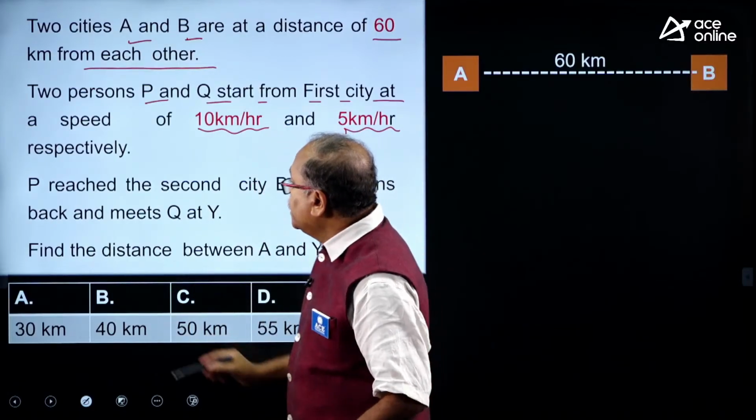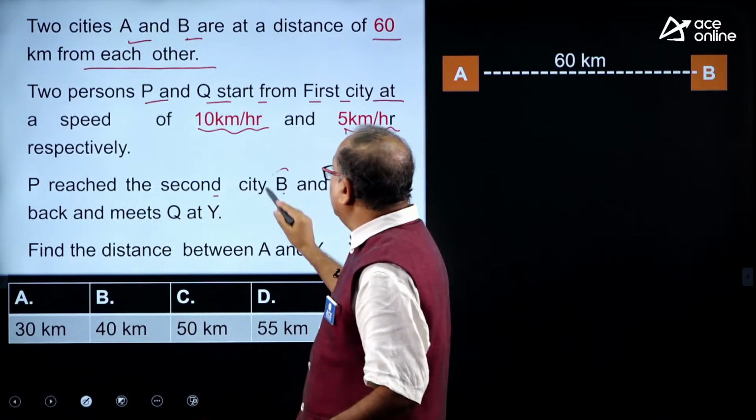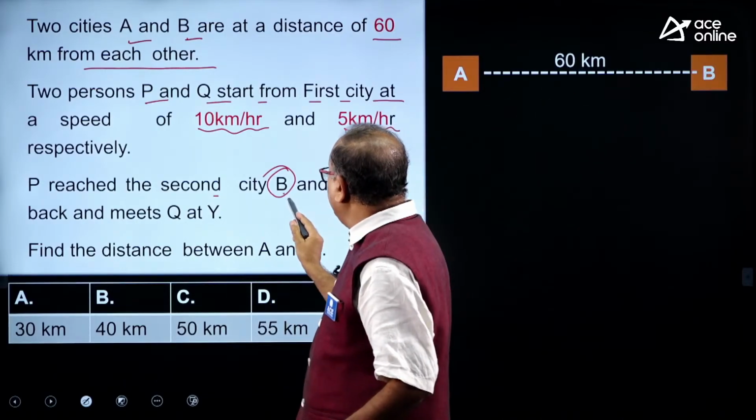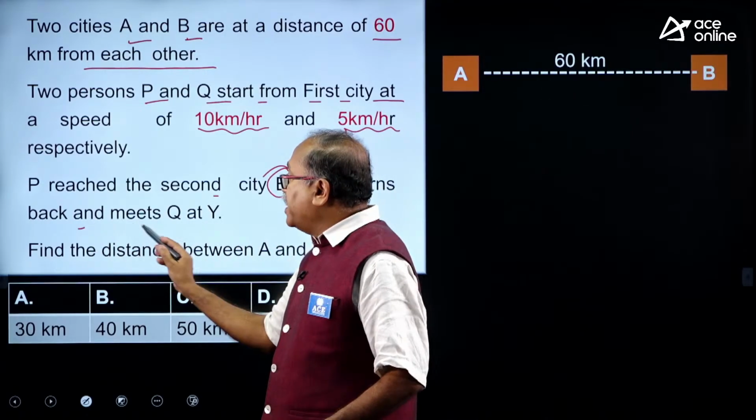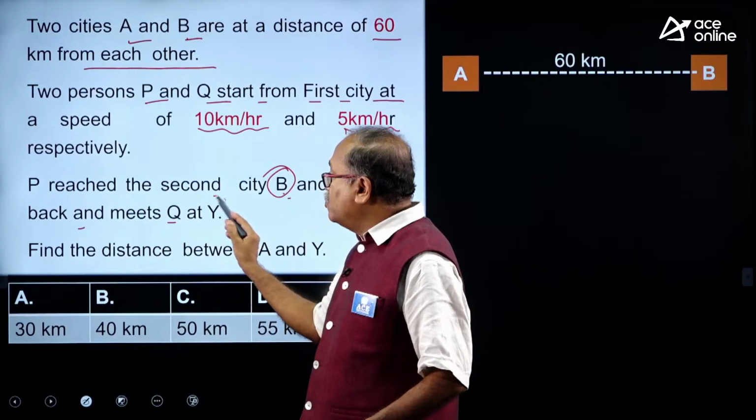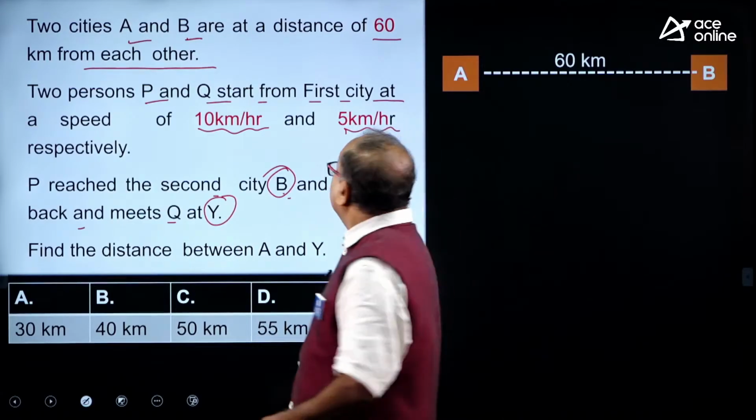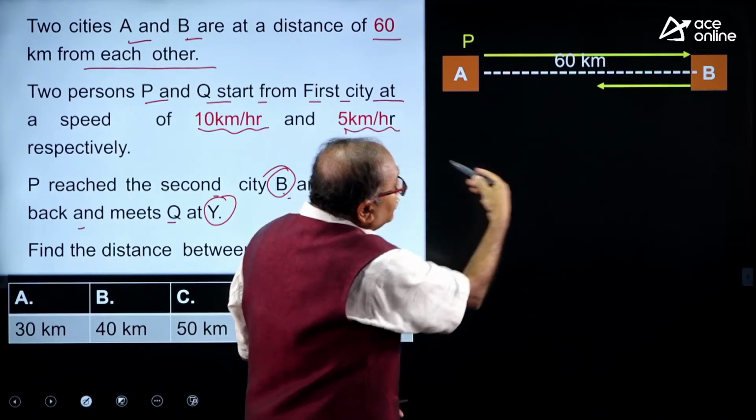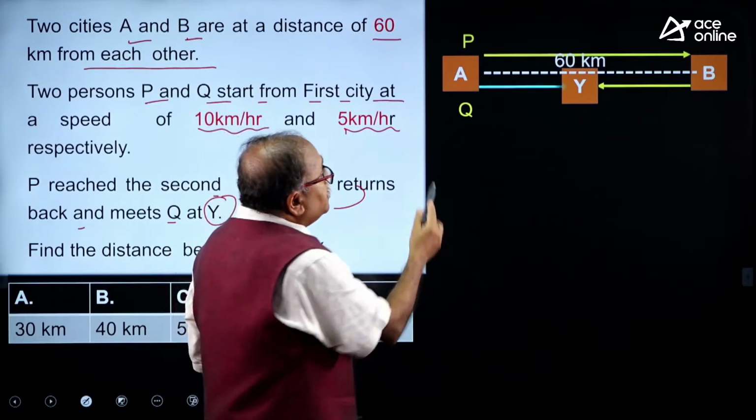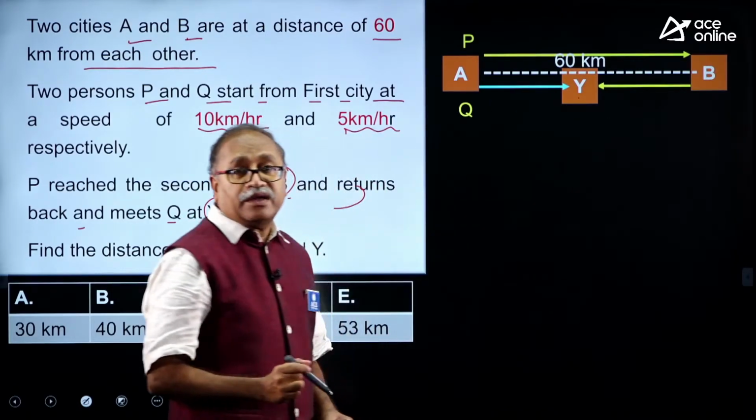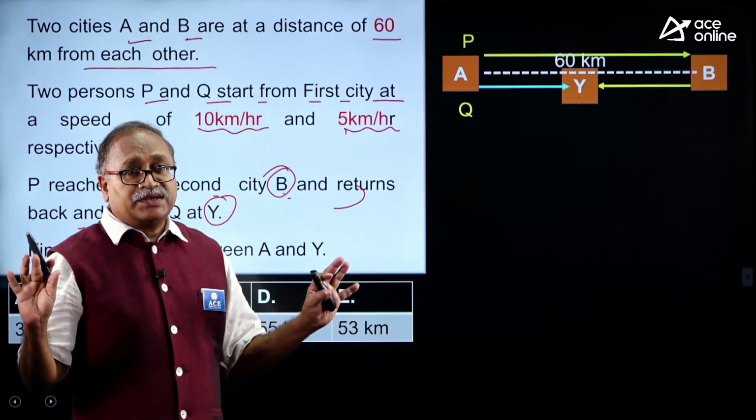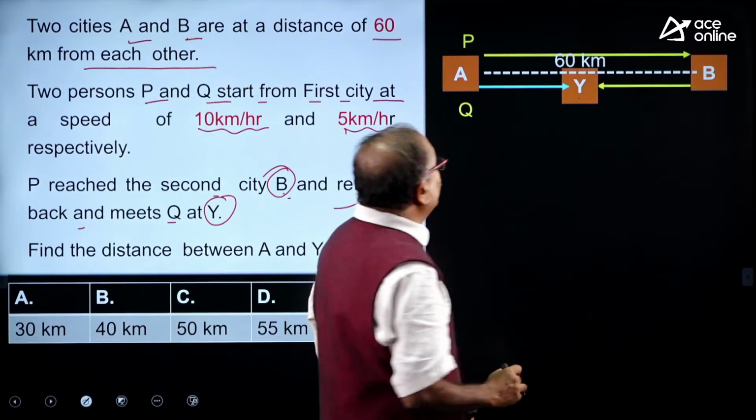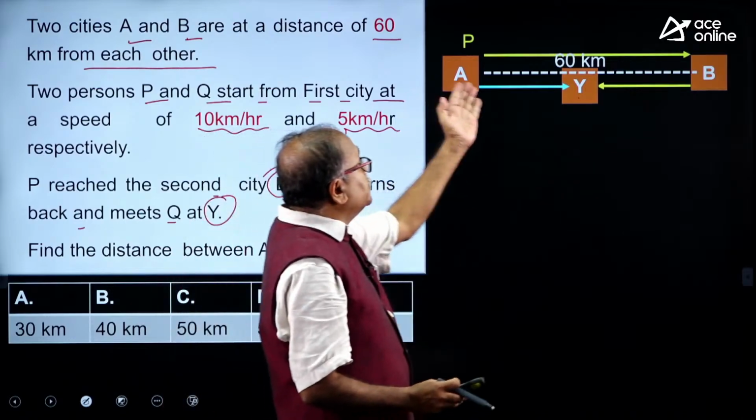from A. P reaches the second one, that is P reaches B and returns back to meet Q at point Y. So, look at this one, P reached B and returned back to meet Q at point Y. Are you understanding the question? Okay. Now, find the distance between A and Y. What is the distance between A and Y?